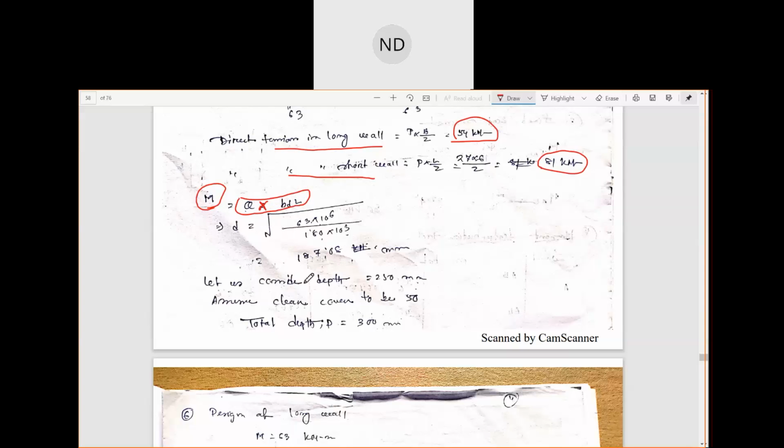Now let us consider the depth to be greater than this value. This is the minimum requirement. So you can consider the depth to be 200 or 250, whatever you want. But for this particular question, we have considered it to be 250 mm. And let us consider the effective cover to be 50 mm here. So your depth becomes 300 mm. Okay. So that means now what is your thickness? That is 300 mm.